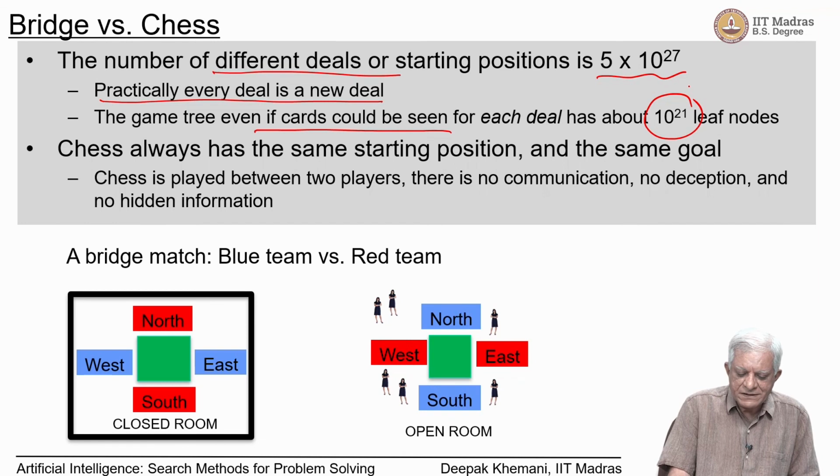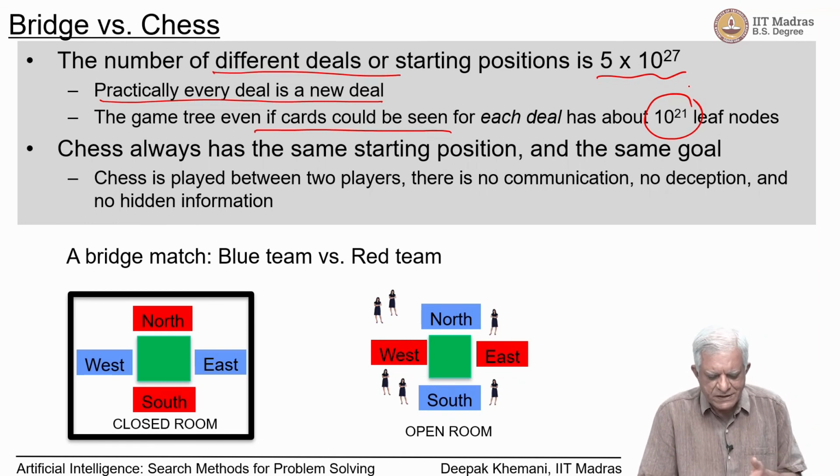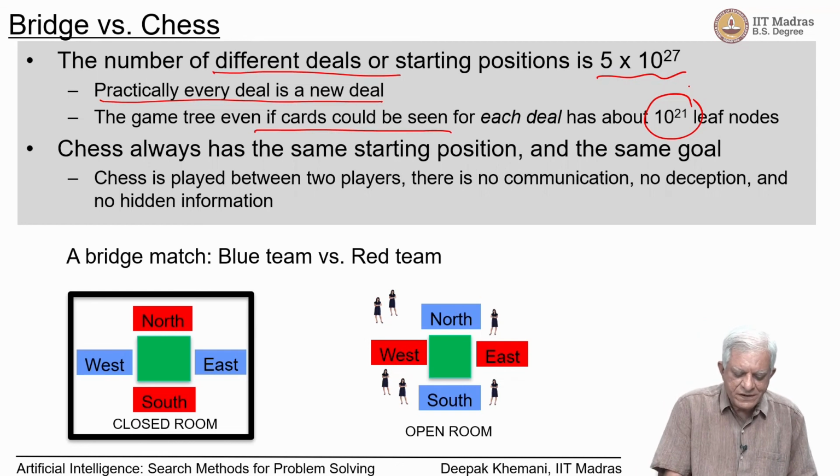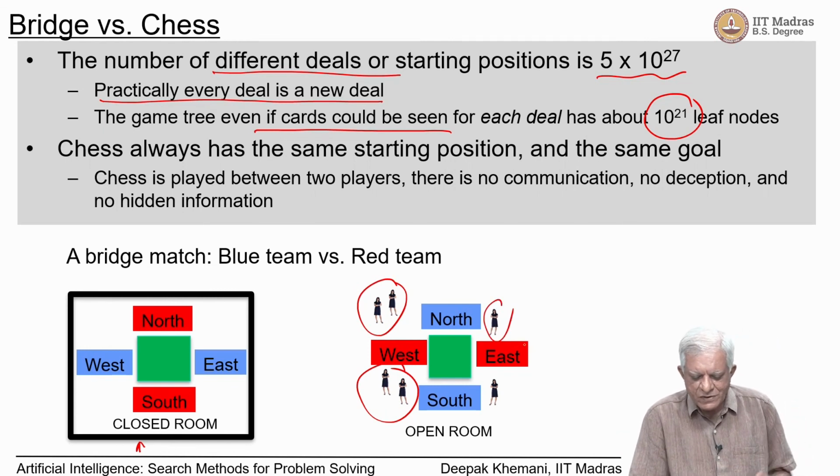As I had said earlier, a bridge match may happen across two teams. So, there is one red team as you can see here and one blue team. In one room in which nobody can see, and that is why it is called the closed room, the red team is sitting north and south. In the open room where kibitzers or watchers are allowed, the red team is sitting east and west, and the blue team is kind of symmetrical, essentially. So, they are competing against each other.